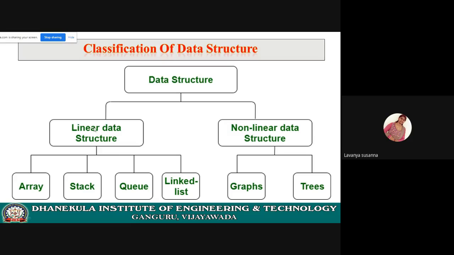Linear data structure means data are arranged in some sequential order. Non-linear data structure means data are arranged in some random order, not in a sequential order.